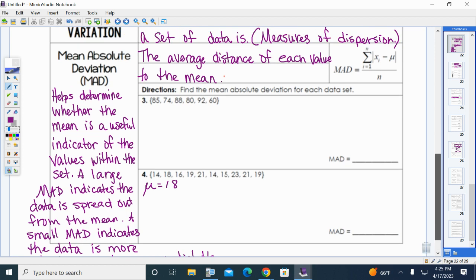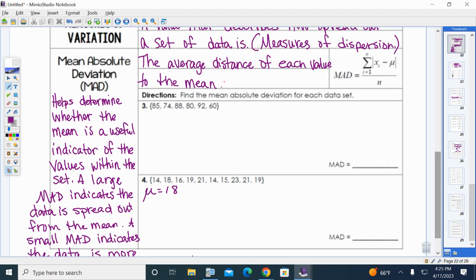From there, let me go back to this definition. The MAD is the average distance of each value to the mean. So what it's asking us to find is the difference, or the distance, that each of those is from the mean. So we're going to look at each number in reference to the mean. If my mean is 18 and the first digit is 14, they are 4 numbers apart. So we're going to take that difference for each term in the data set.